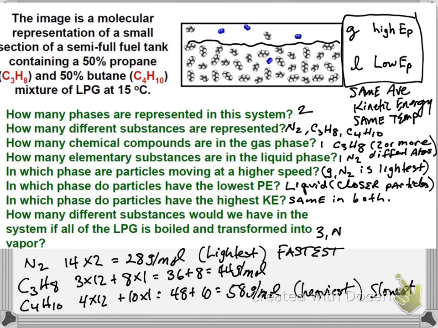How many different substances would we have in the system if all of the liquid propane gas is boiled and transformed into vapor? That would be 3. We'd have N2, the blue spheres, the C3H8, and the C4H10. Each of these particles would remain intact. They would just transform from liquid phase to gas phase.